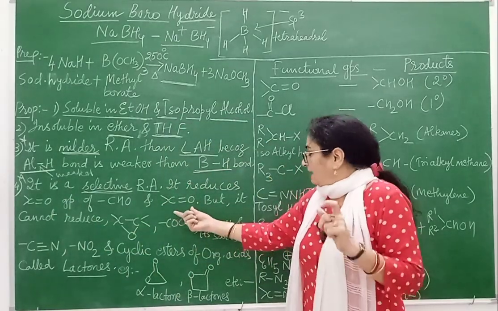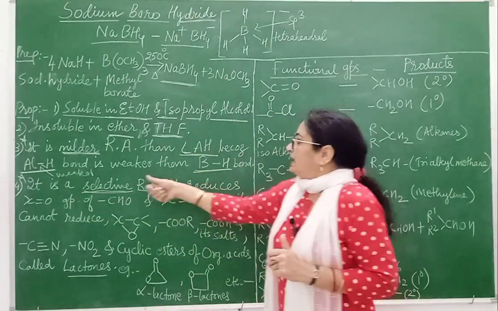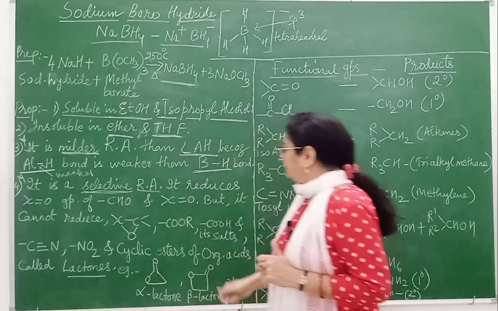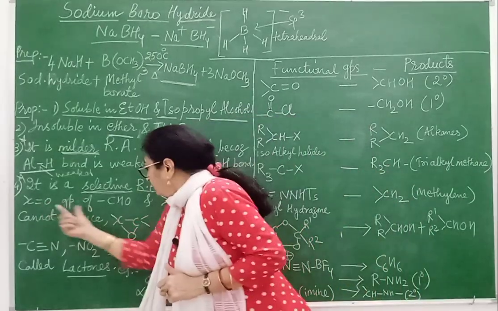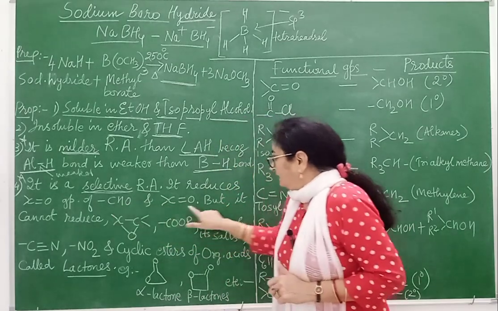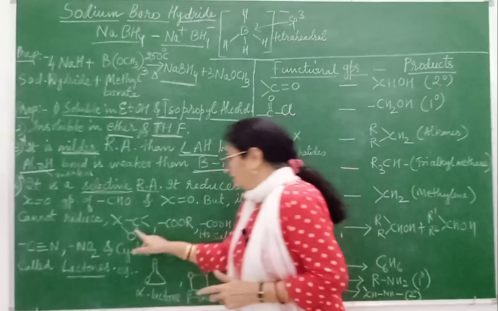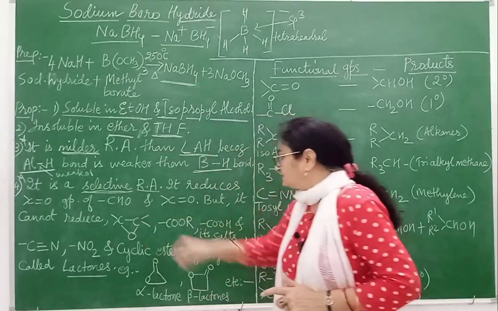Once again, I am repeating, just concentrate. It is a selective reducing agent. S for sodium, S for selective. It reduces the carbonyl group of CHO and ketone. That means CHO is aldehyde and C=O is ketone. But it cannot reduce epoxides. It cannot break this ring.